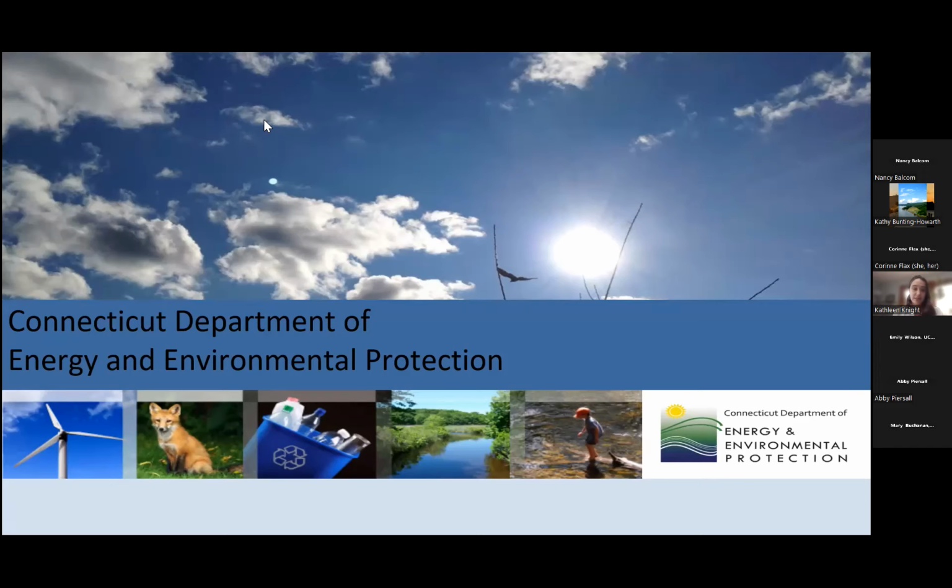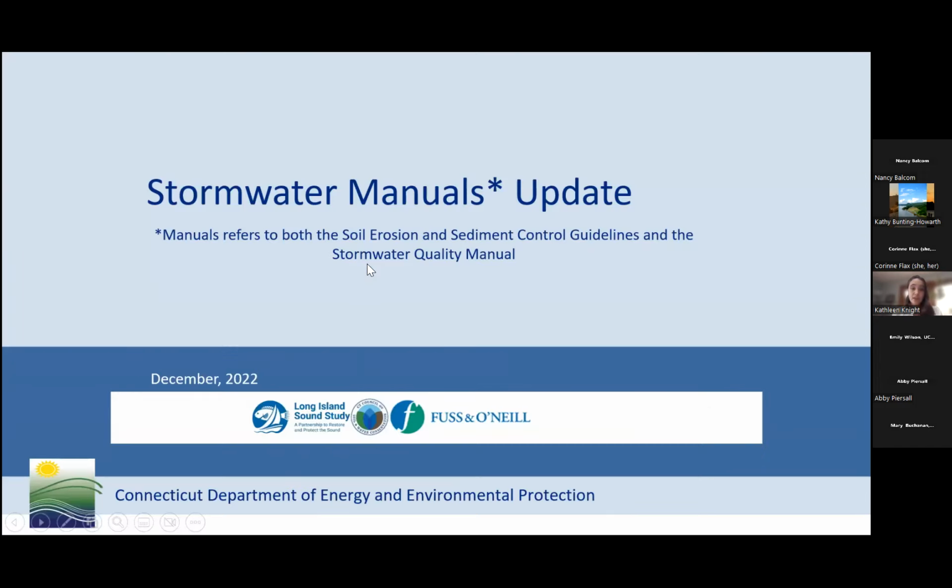So next slide, please. So the first one I would love to talk to you about is the stormwater manuals update. This is the soil erosion and sediment control guidelines and the stormwater quality manual. The Connecticut Council on Soil and Water Conservation came to us early and said, we would like you to do these together with us. And this was primarily to keep these more integrated than they have been in the past.